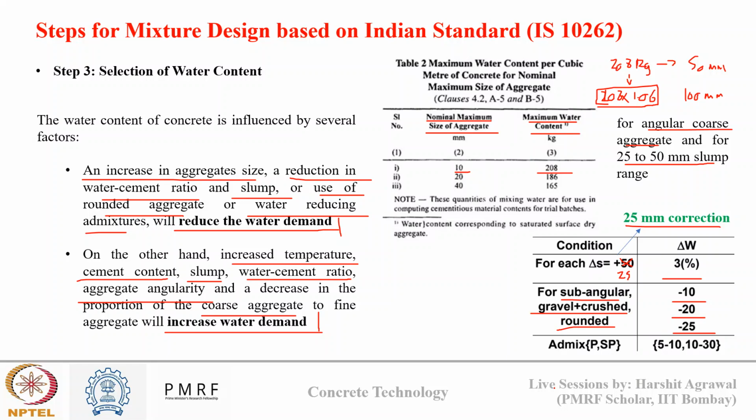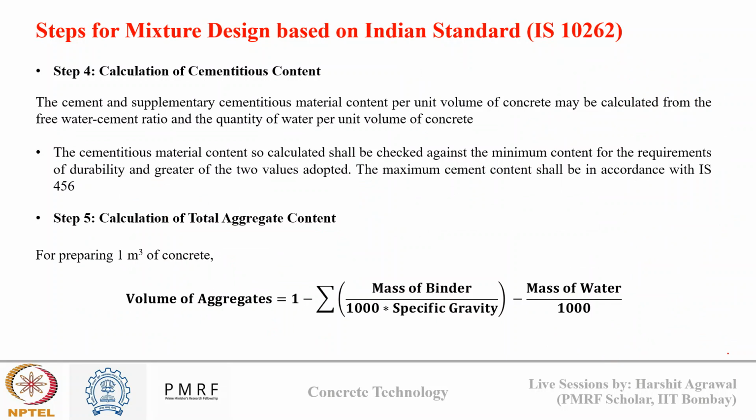And then when plasticizers are used, for normal range water reducing admixture, which is designated by plasticizer P, the water content can be reduced by 5 to 10%. However, for super plasticizers, for high range water reducing admixtures, we can reduce the water content by 10 to 30%. So based on the composition that we are using in concrete, different criteria are set on water content that we are taking during the initial trial mixture design. Now, till now, we have fixed the target mean strength, we have fixed the water to cement ratio, and we have fixed the water content.